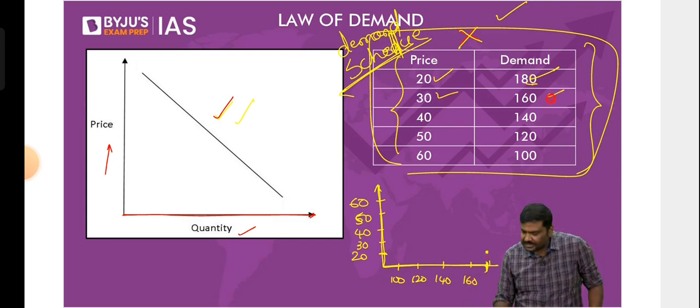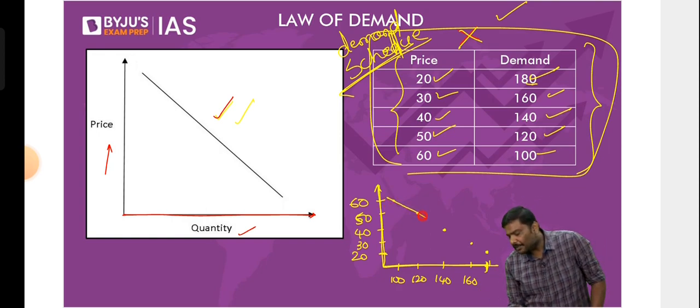It will be here. At 30 rupees, the demand is 160 units. It will be here. At 40 rupees, the demand is 140 units. The point will be here. At 50 rupees, 120, the point will be here. At 60, it is 100. So the point will be here. Can you see the points here? I will connect all the points.